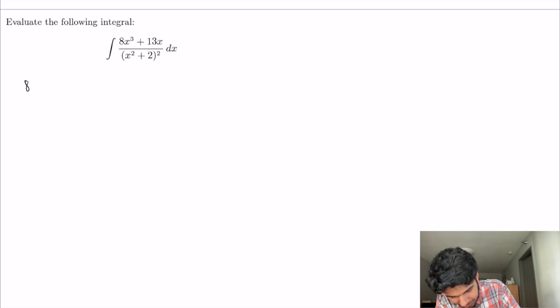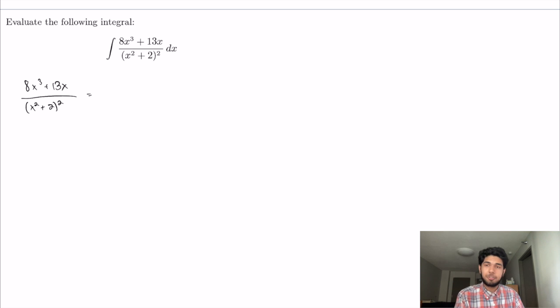So we're going to claim that 8x cubed plus 13x over x squared plus 2 squared is equal to the sum of some fractions. Without looking at the fraction decomposition chart, we're going to do this on our own, and then maybe we'll check it if we feel like it. So really, we only have one term here, but it's raised to the second power. So that means it's going to provide us two fractions. So let's write two fractions.